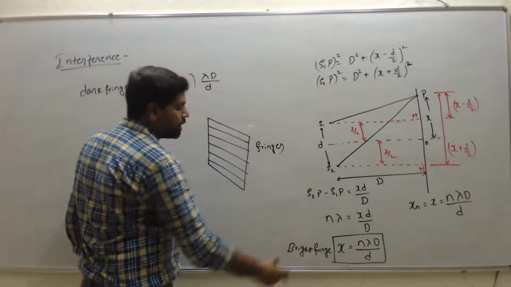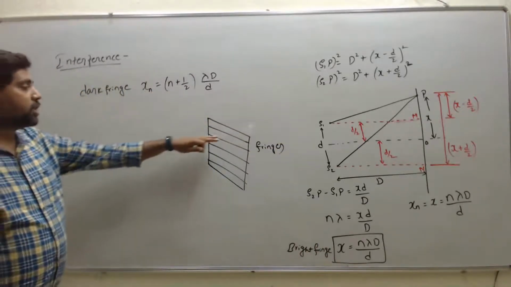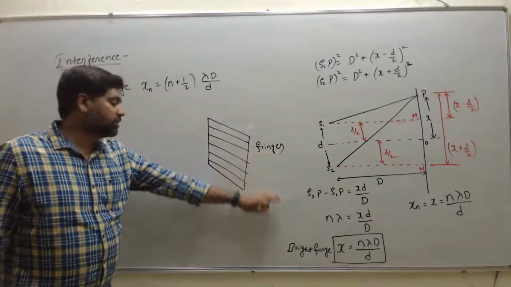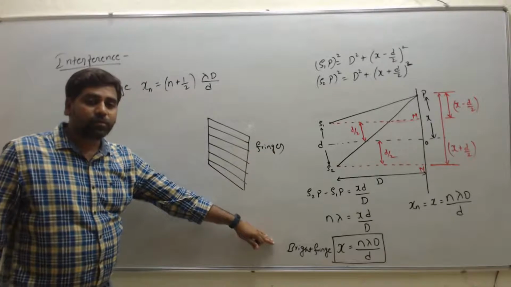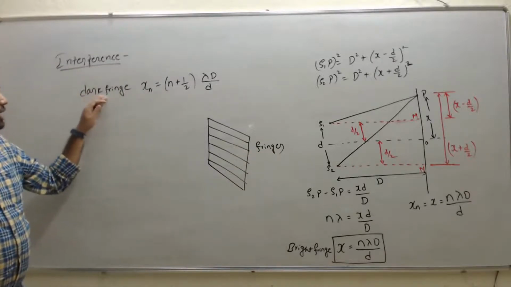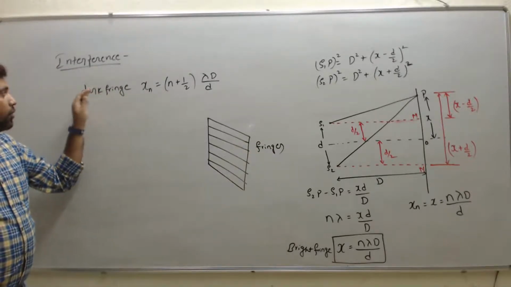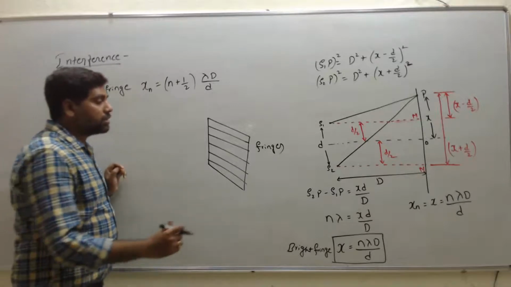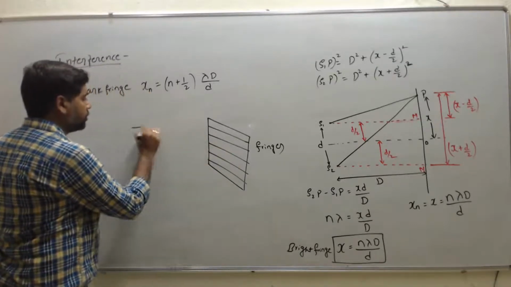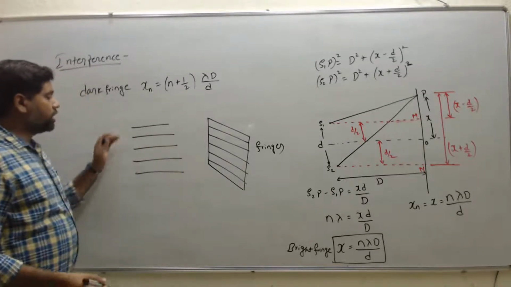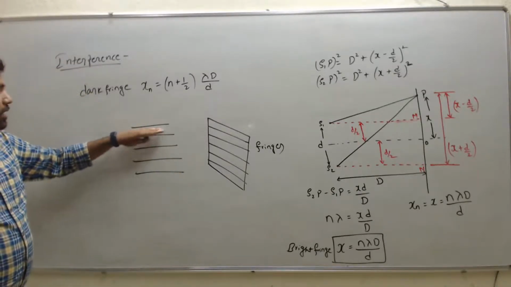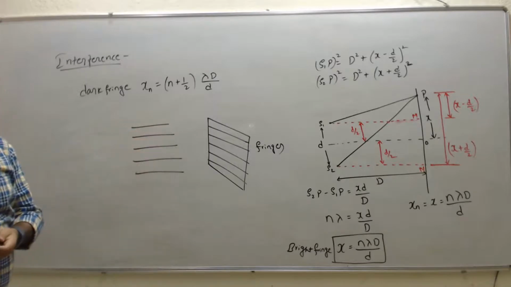The bright band and the dark band, together, we call fringes. When it has maximum intensity, that one we call a bright fringe. When it has minimum intensity, that one we call a dark fringe. So if I draw it like this, the black means it is dark, and in between is the white.